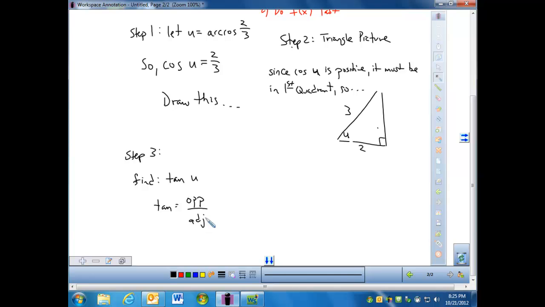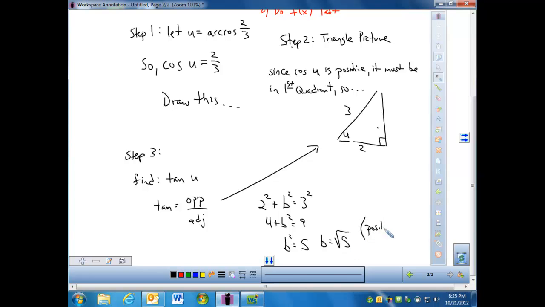Now let my work catch up a little bit here. So again, we're going to use Pythagorean theorem to find that opposite side right now. So do your work there, let it all work out correctly. When you're done, b squared is going to be equal to 5, or b is equal to the square root of 5. Again, we're up in that first quadrant, so that's going to be a positive square root of 5.